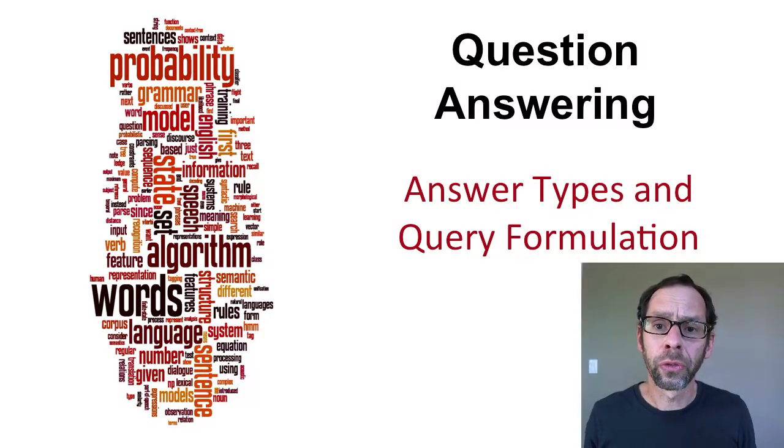So we've seen the first step in IR-based factoid question answering, which is extracting an answer type from the question and extracting the query terms that we're going to send to the IR engine.